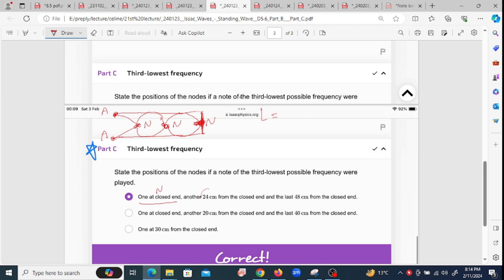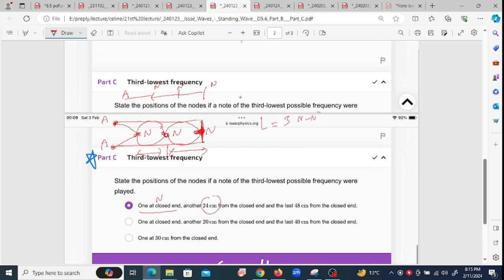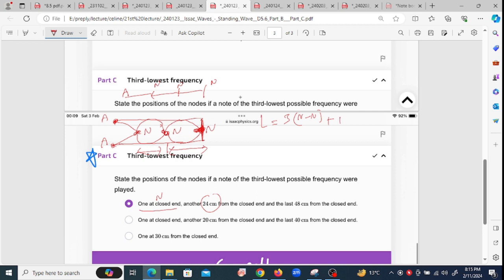But another 24 centimeters. So we have to check the consecutive distance between the second node and third node. In order to find the consecutive node distance, we first find the wavelength. The total length is divided into node, then node, then node, then antinode. So we have three nodes and one antinode, so three node to node distances plus one node to antinode distance. Node to node distance is lambda over 2, so 3 into lambda over 2 plus 1 node to antinode, which is lambda over 4.